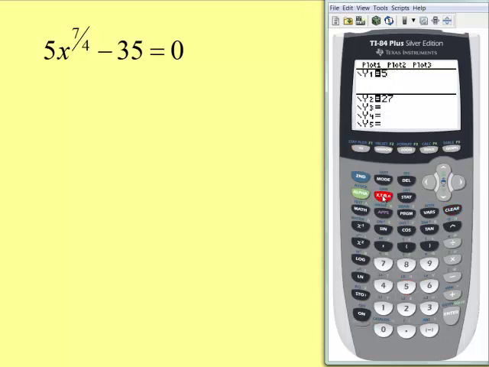That's 5x with an exponent of 7 divided by 4 minus 35 and 0. Here's the standard graph. Now remember, 0 means the x-axis. Here's where they cross. Second, calc, intersect. Go to the x-axis, scroll right, till we're close, enter 3 times.